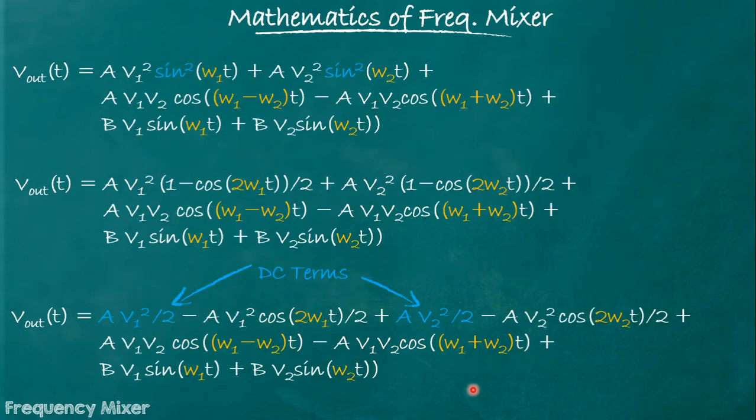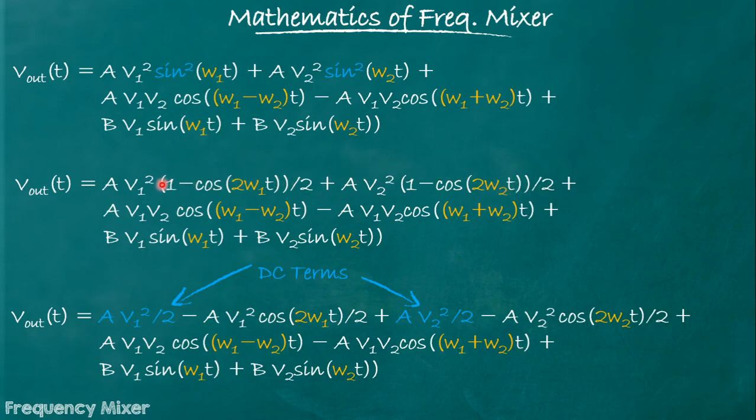Now here we can see that these square terms are present. So let us expand this further. So we know that sine square theta is nothing but (1 minus cos 2 theta) by 2. So this sine square omega 1t becomes (1 minus cos 2 omega 1t) by 2, and this sine square omega 2t becomes (1 minus cos 2 omega 2t) by 2.